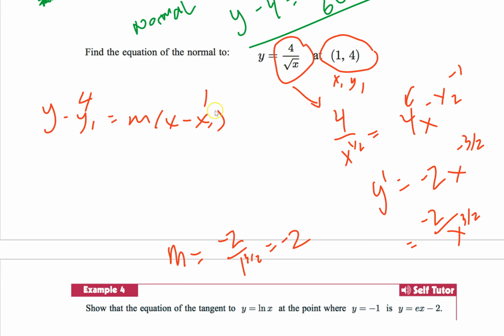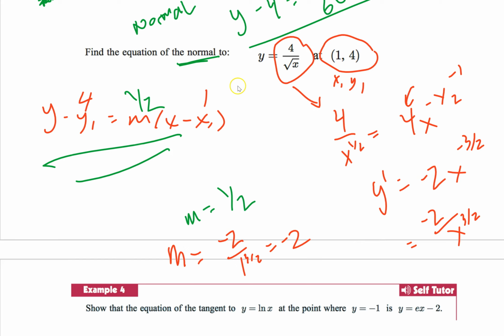So if I want to find the equation of my tangent line, just plug it in. But I want the normal, so we're going to flip it and change the sign. So 1/2. Right? And that's how we do it.